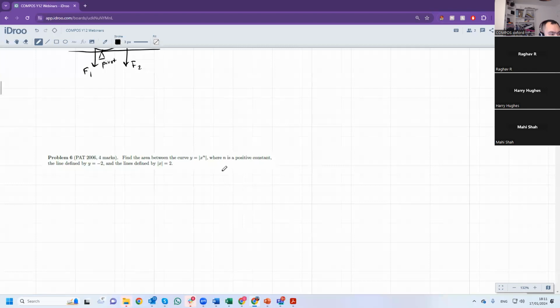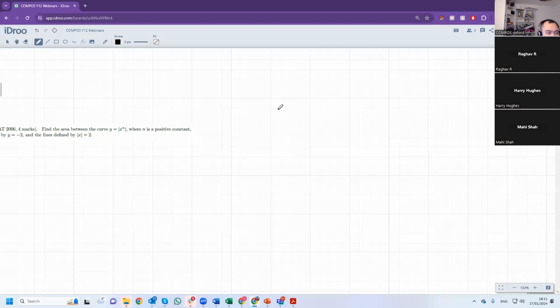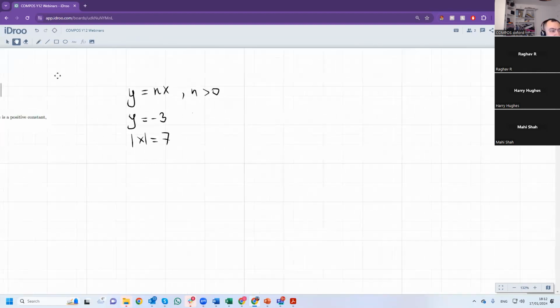where n is a positive constant. Just imagine it was a different set. Let's say y equals nx, where n is greater than 0. y equals -3, and modulus x equals, I don't know, 7. You just draw the lines.